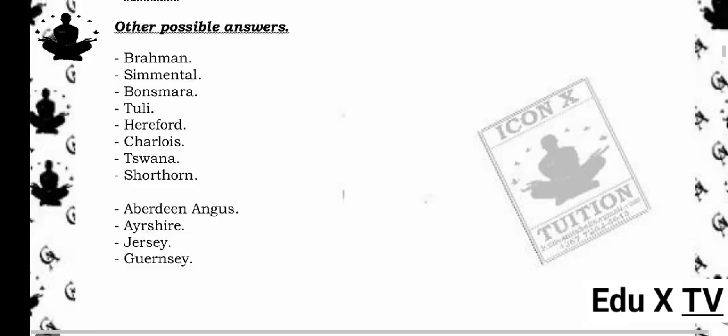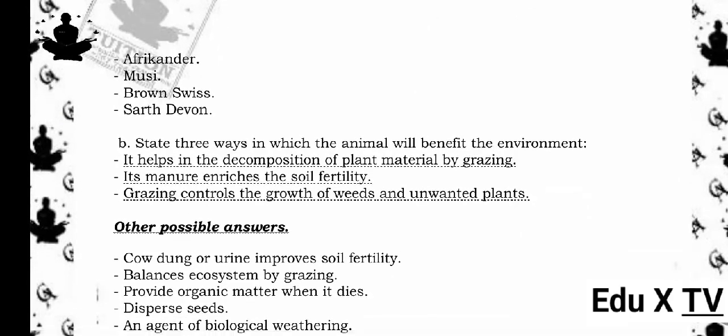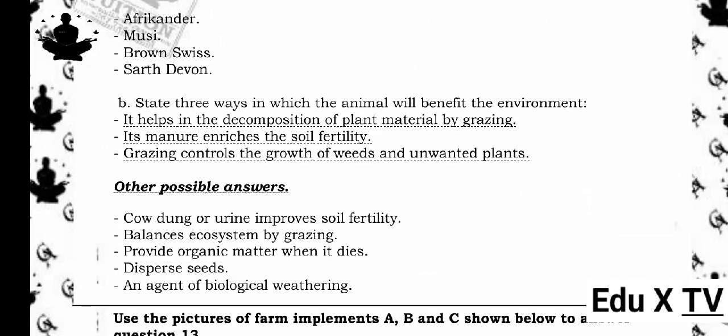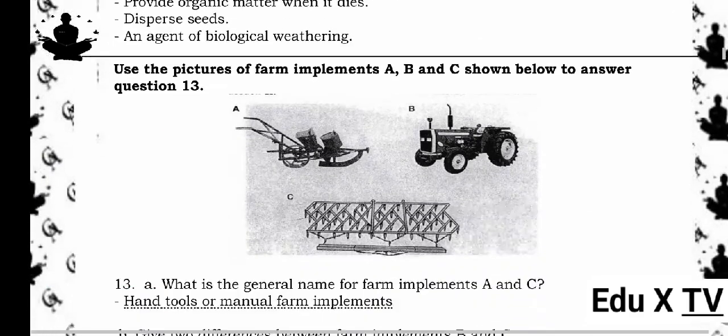B. State 3 ways in which the animal will benefit the environment. It helps in the decomposition of plant material by grazing. Its manure enriches the soil fertility. Grazing controls the growth of weeds and unwanted plants. Other possible answers: cow dung or urine improves soil fertility. Balances the ecosystem by grazing. Provides organic matter when it dies. Disperses seeds. An agent of biological weathering.